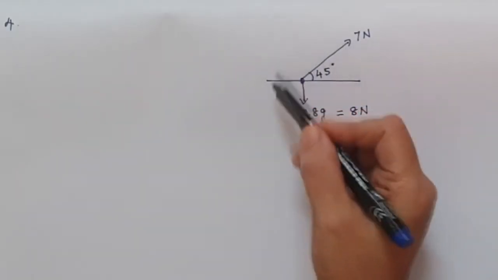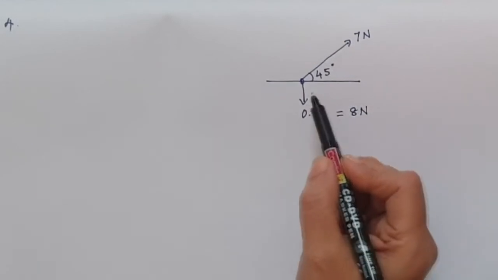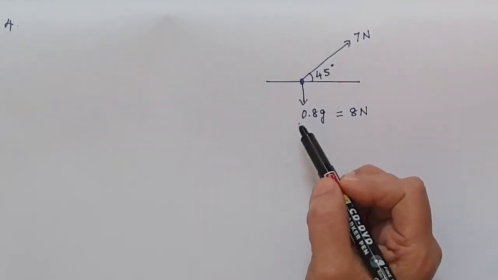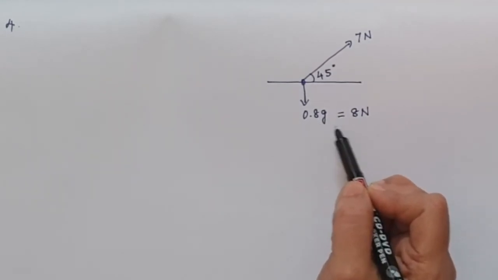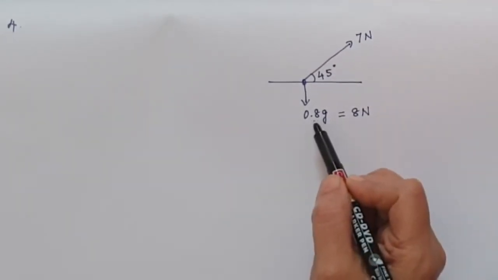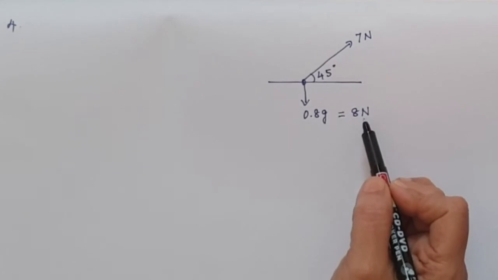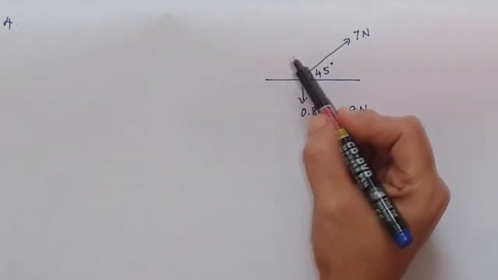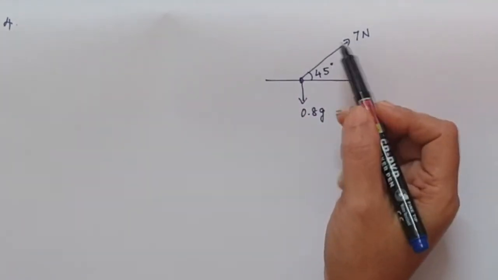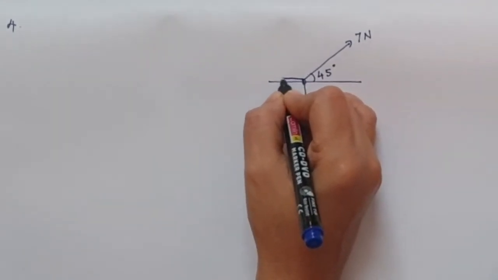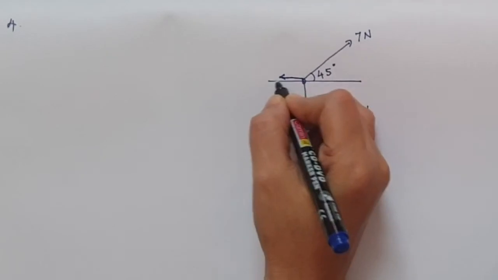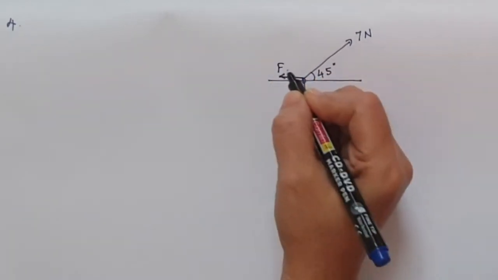Now this is the figure which is given to us. The mass is given as 0.8 kg, so 0.8 g will be the weight. It will be equal to 8 Newton, 0.8 multiplied by 10. When we are pulling with this force of 7 Newton, there will be a frictional force acting against the direction of the pull. So this will be the frictional force.